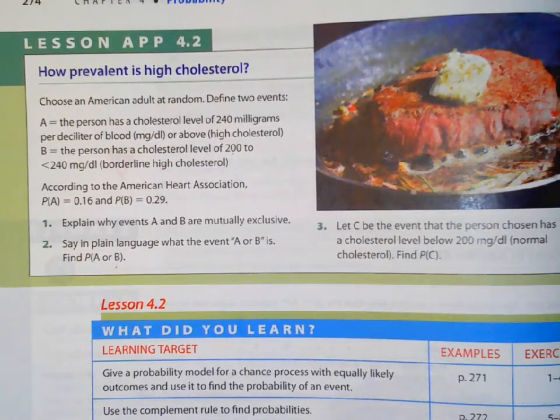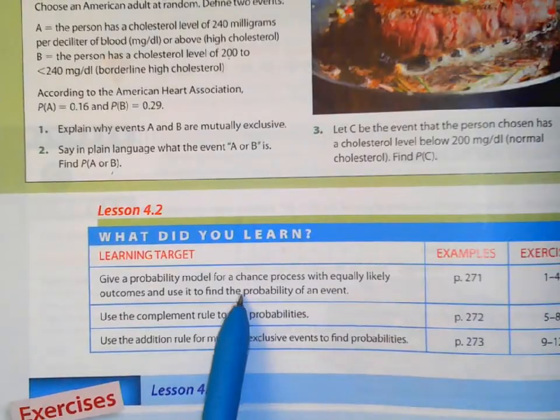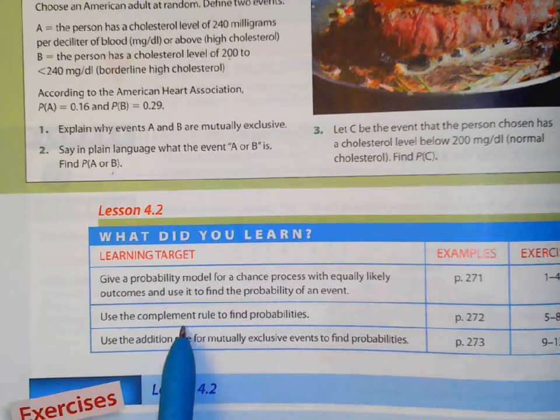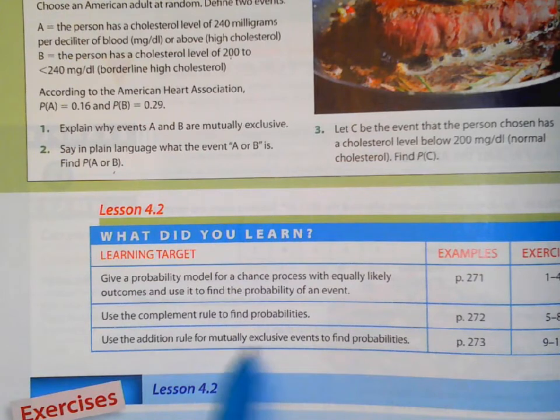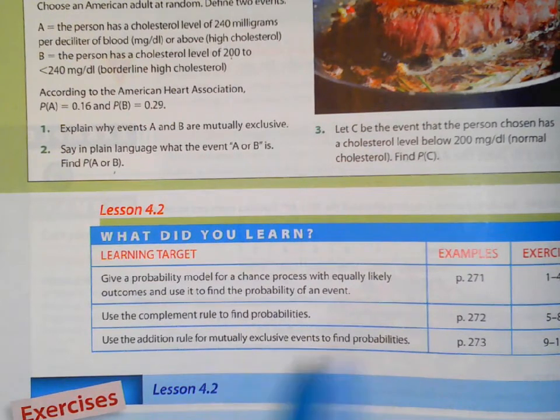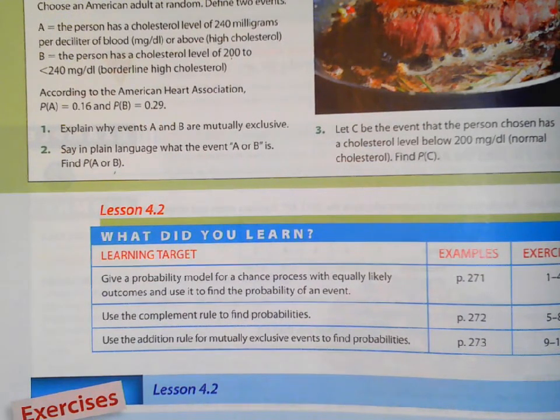So we learned our basic probability, number of successes over total sample space. The complement rule was the opposite, which is 1 minus. And mutually exclusive means events that can't happen together, and we found how to find their probabilities by adding them together for an OR statement.